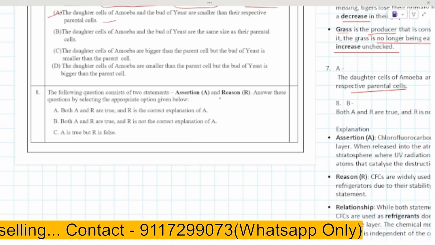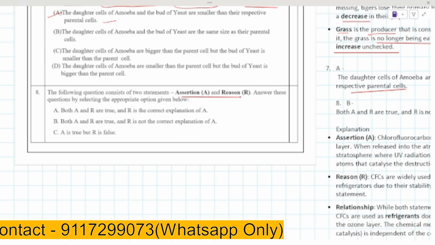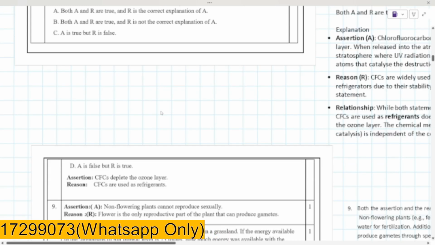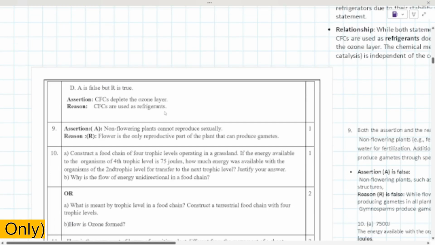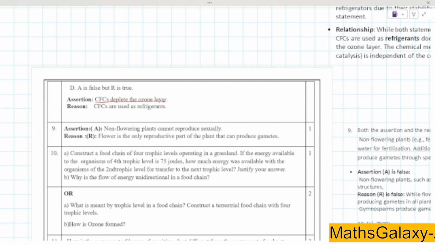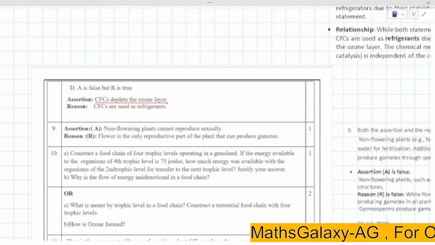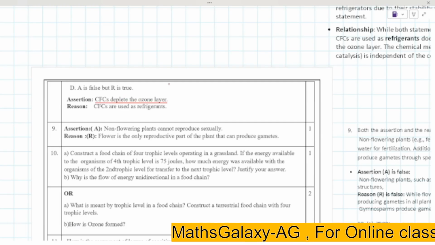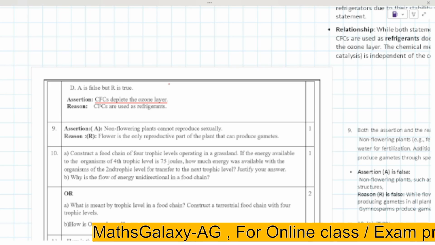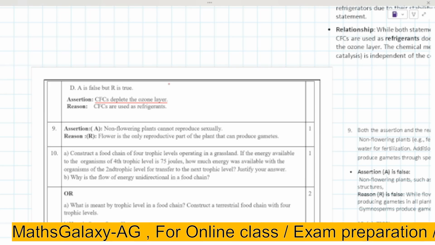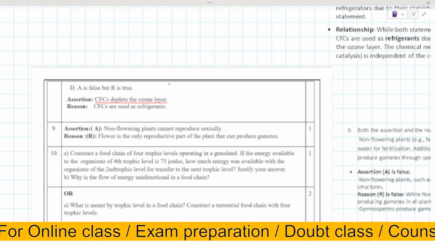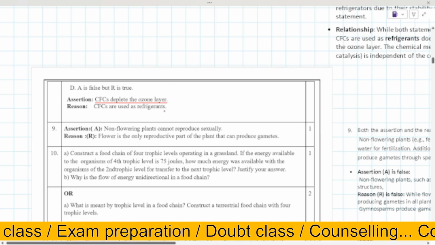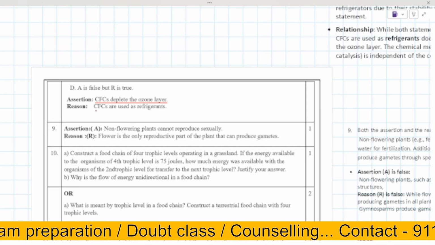Now, as it is an assertion and reason type question, the eighth number. So let's see the question. CFCs develop the ozone layer, correct? Do they develop the ozone layer or destroy it? Then this part is deplete, right?